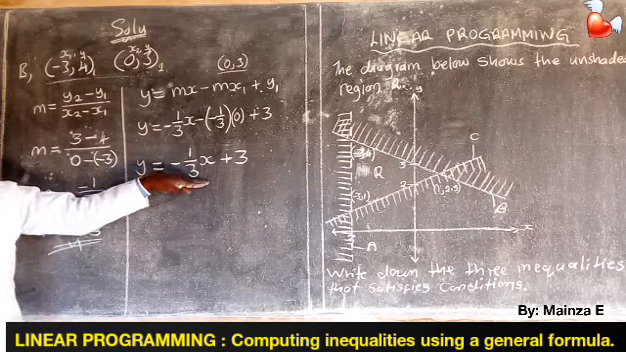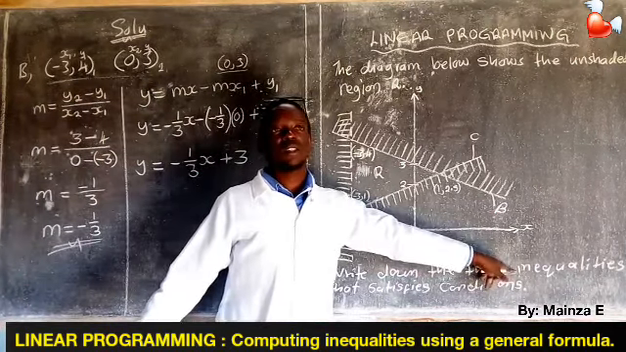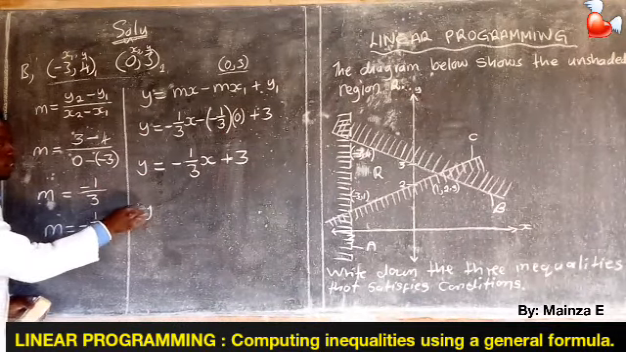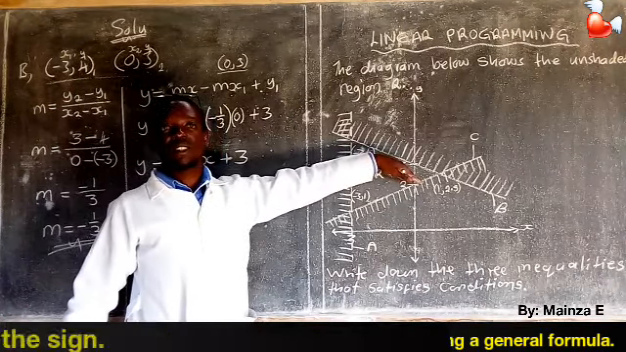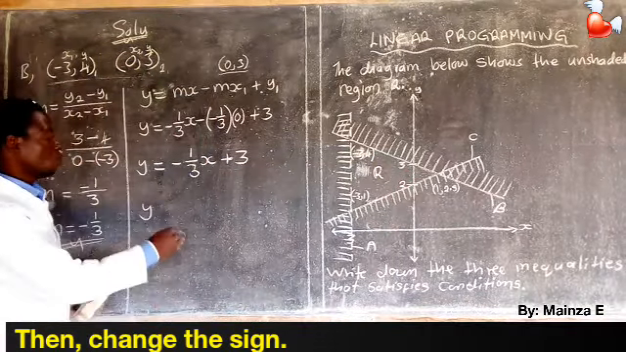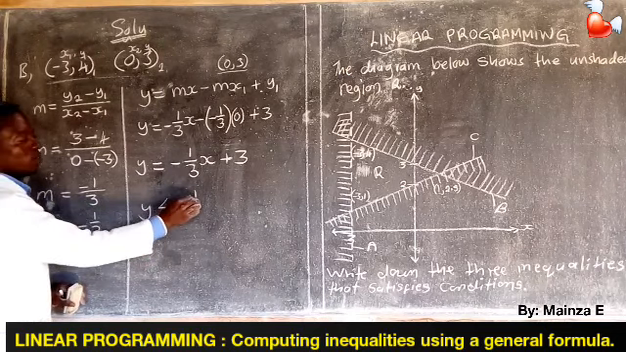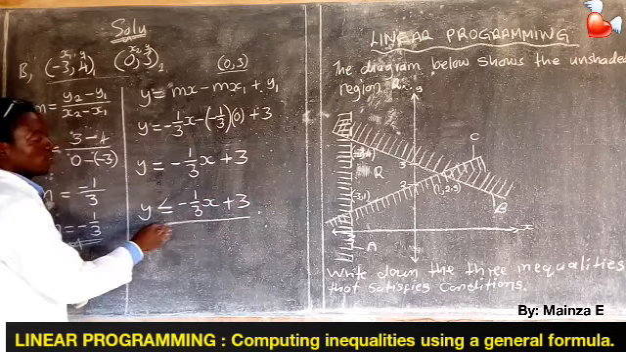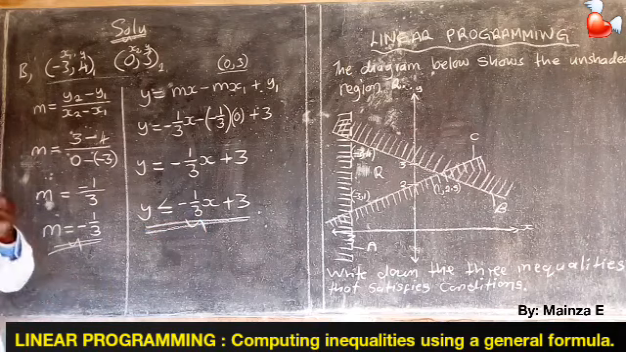Then from there, we now come to form an inequality. Forming an inequality, you simply write y, then look at the part which is not shaded. The part not shaded here is below. So use the symbol less than or equal to, then that is 1 over 3 x plus 3, and you end there. This is the answer.